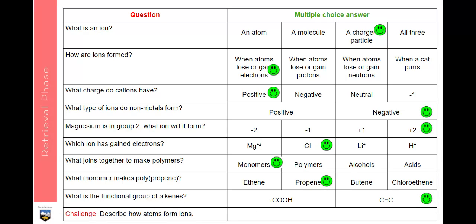And how do atoms form ions? You could have got the answer from question 2. Atoms lose or gain electrons and become charged particles. So remember, if they lose negative electrons, they become positive. If they gain negative electrons, they become negative. So today we're only focusing on the positive ions, the cations, the metal ions. Remember, the only one that isn't a metal is hydrogen. Hydrogen also becomes positive, H+.